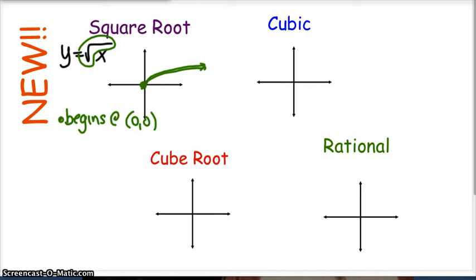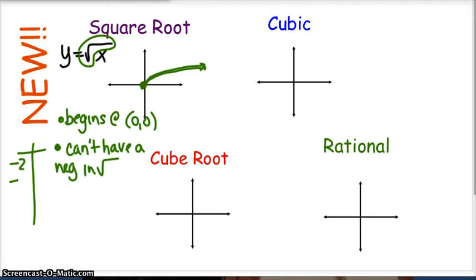The reason why it begins at (0, 0) is because you can't have a negative under the square root. So if you were to try to make any other value, the square root of -2, your calculator won't do it. The square root of -1, calculator won't do it. Square root of 0 is 0, so it's the very first value that actually ends up working.